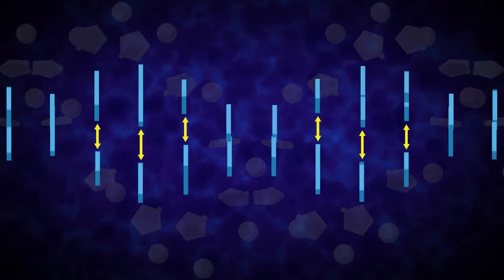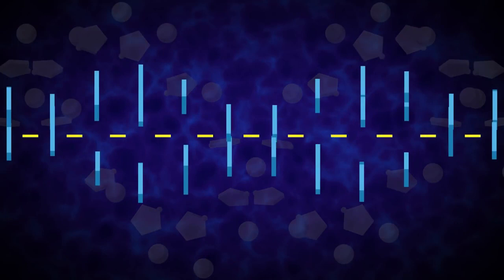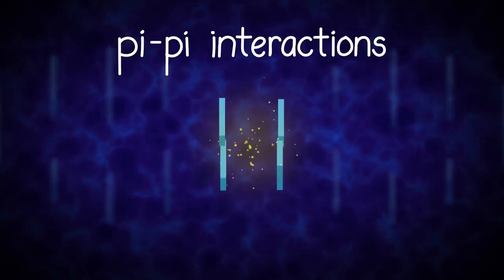In addition to the hydrogen bonding between the bases, the stacking of the bases also stabilizes the double helix structure. These pi-pi interactions form when the aromatic rings of the bases stack next to each other and share electron probabilities.